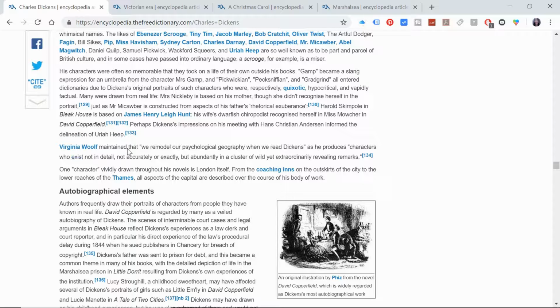So we can see Virginia Woolf here. She felt that characters exist not in detail, not accurately or exactly, but abundantly in a cluster of wild yet extraordinary revealing remarks. So we can see there that they're not accurate characters, but they capture something about real people and the way they are. So hopefully that helps.